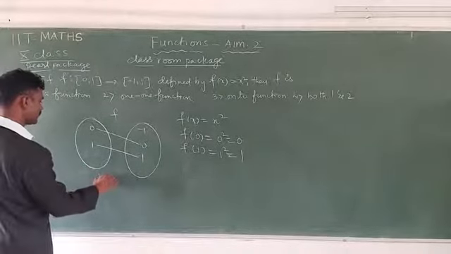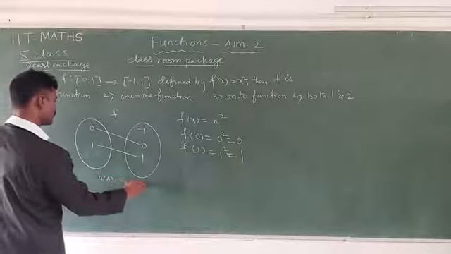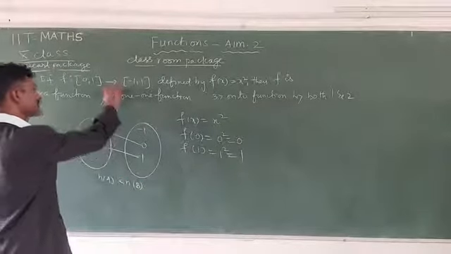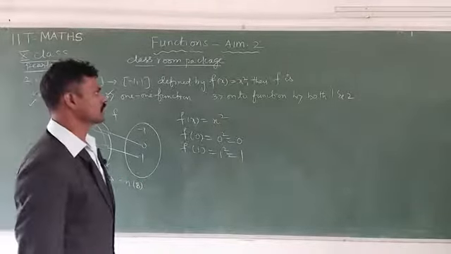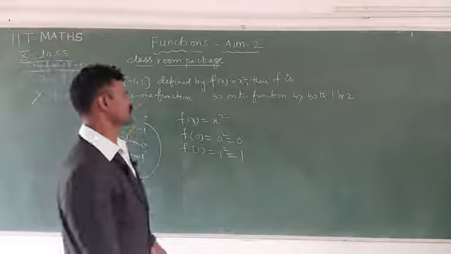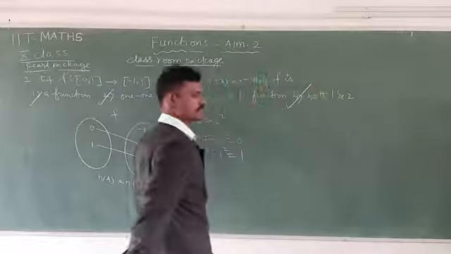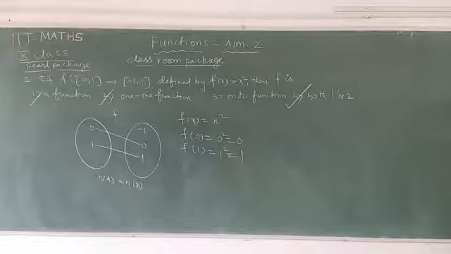Next here, n of A is less than n of B. This is a one-one function. Okay, both 1 and 2 are possible. That's why both options are correct. Note down.